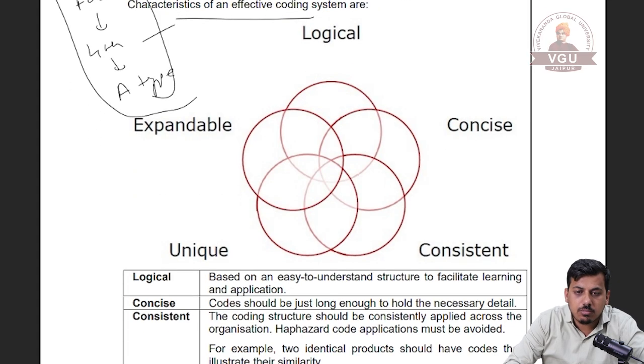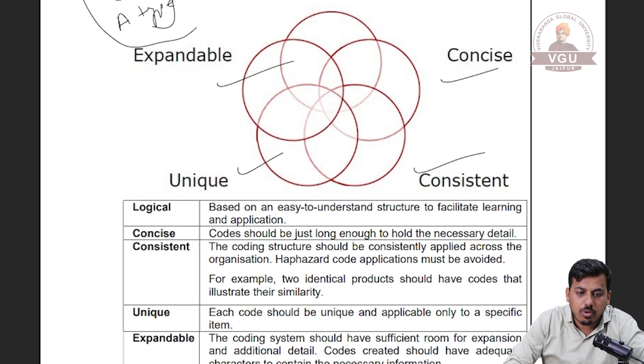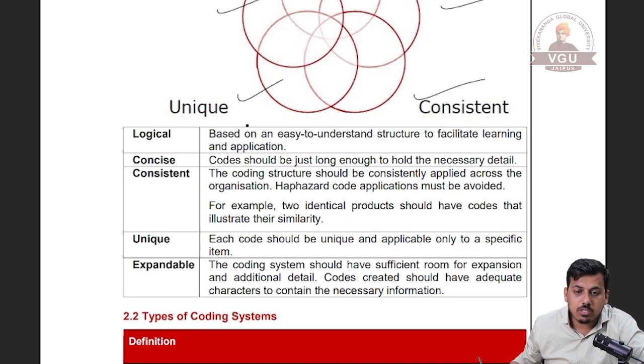Characteristics of coding systems are logical, concise, consistent, unique, and expandable. What is logical? Based on an easy to understand structure to facilitate learning and application. Just like I have shown you with an example, M for machine, P for product. So you will have to provide a logical code to the particular product.